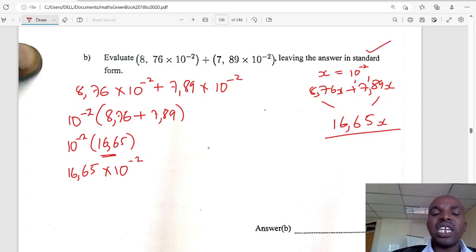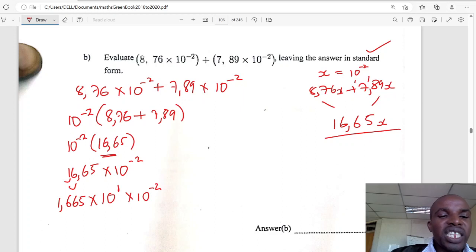We want our answer in standard form. So this one is more than 10, right? So your comma must be between 1 and 10. So you write 1.665 times 10 to the power. Right? So the decimal places, it will be 1. Then times 10 to the power negative 2. And this one will be smaller than this part. So the power will be positive.